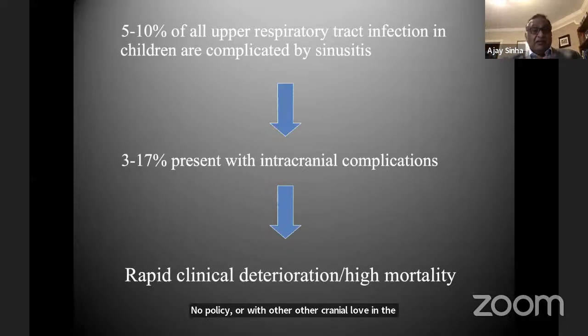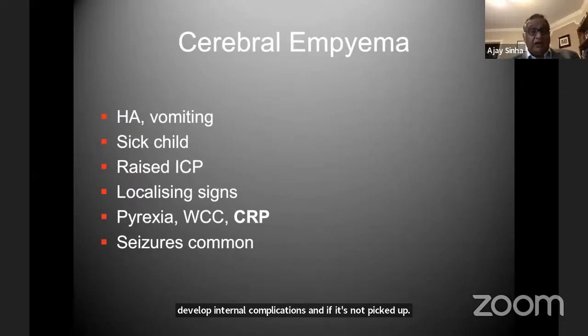What's the figure? This is an old slide. 5 to 10% of infections in children can spread to the brain, to the sinuses, and 3 to 17% of those who have developed infection in the upper respiratory airways can develop intracranial complications. And if it's not picked up, there is still a high risk of deterioration and a high mortality.